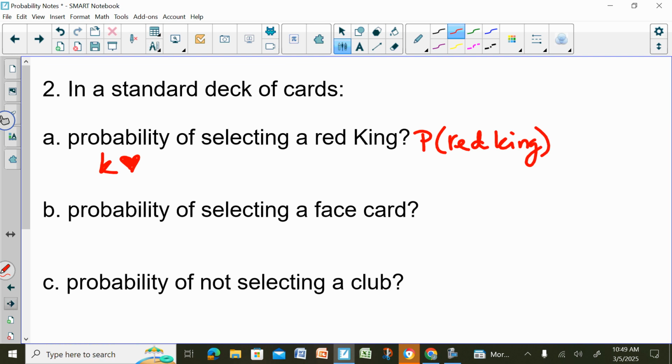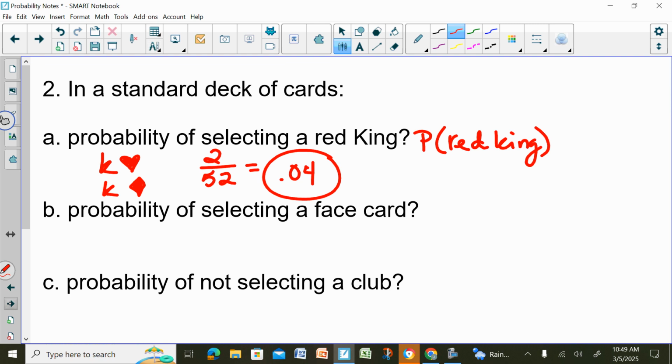And there is the King of Diamonds. So there's 2 out of 52 cards. So 2 likely, that was my success. Out of 52, not very likely. If I just randomly selected cards, probably not going to pick a red king. That doesn't mean it's not going to happen, and we just round this. So 0.04. So do you see how 0.04 is very close to 0, not very likely?